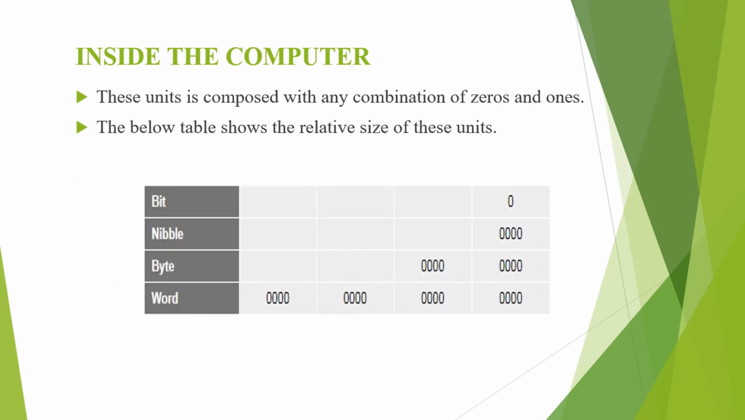So these units of data can be composed with a combination of zeros and ones. In the table we can see the relative size of these units. Bit is 1 bit, so you have 1 0. Nibble is 4 bits, so 4 zeros are shown in the table. Byte is 8 bits and word is 16 bits.